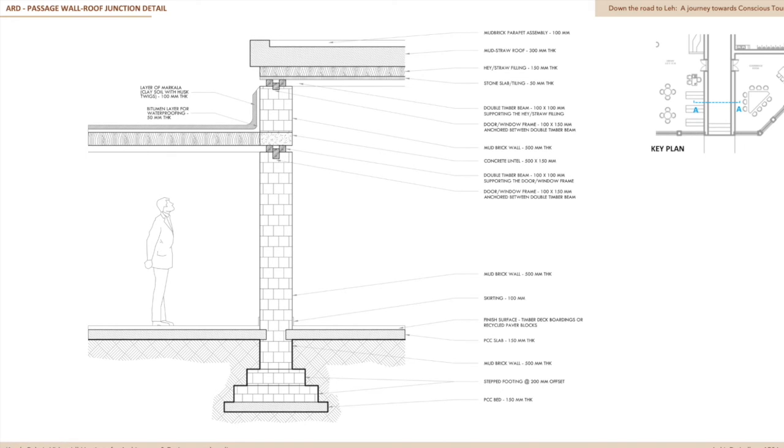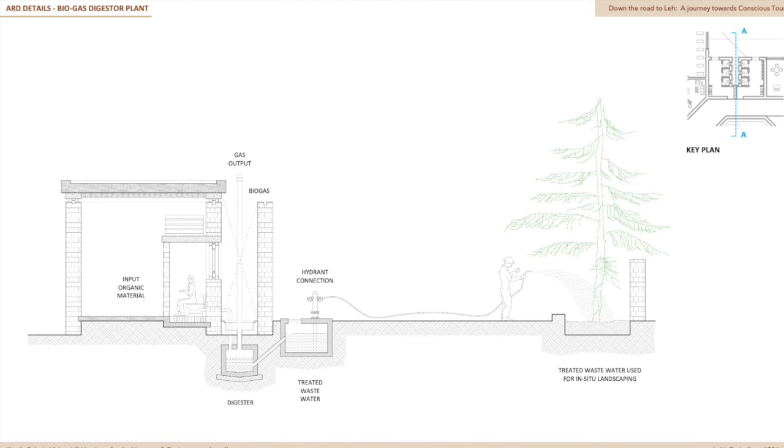This is a standard Ladakhi roof containing double timber beams containing a thick layer of straw for thermal insulation. The section is cut through the toilets showing the biodigester tank in which the excreta is treated with bacteria that creates grey water that can be used for landscaping and solid waste as manure.